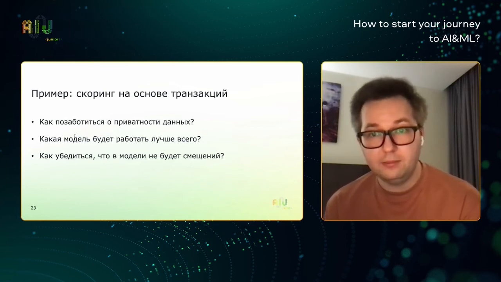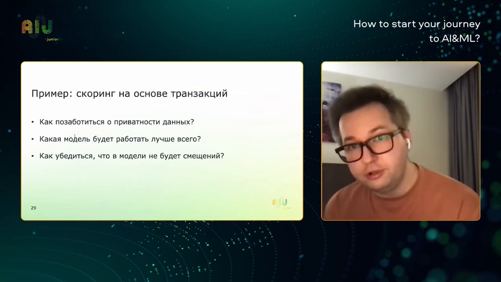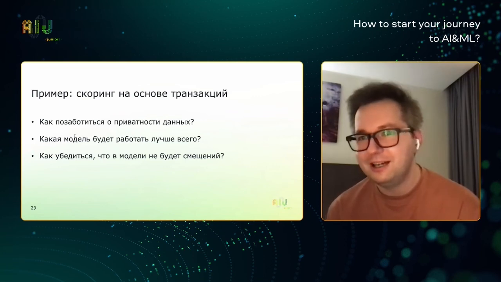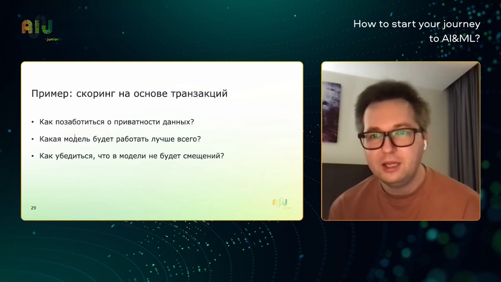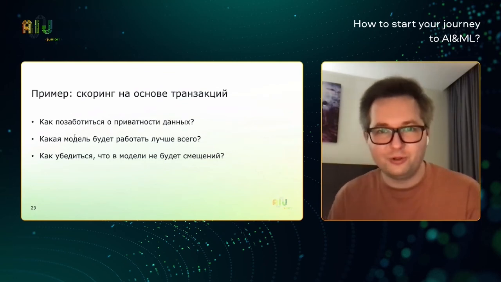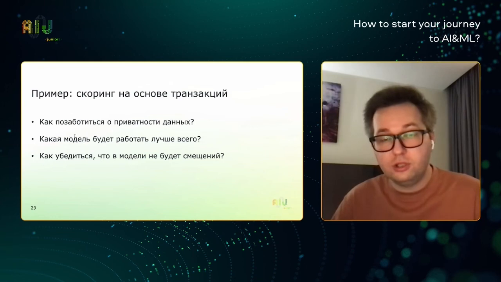For example, credit scoring. When we decide for a bank client whether we can disburse a loan or not, whether it will be repaid or not. It's a very common example for machine learning. Despite the fact that this is interesting for the models, it has a lot of other issues.